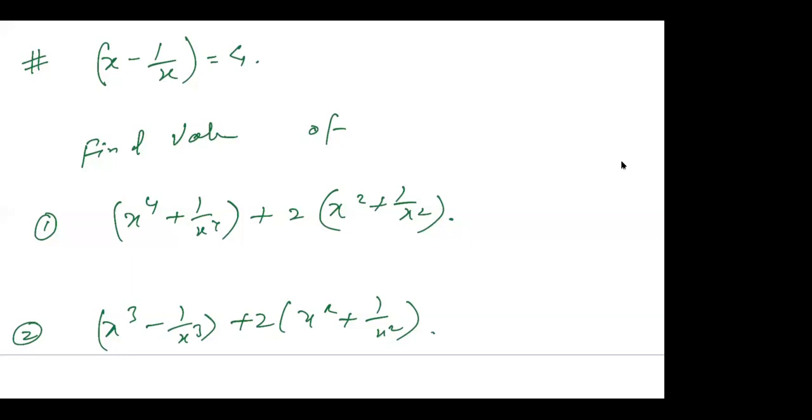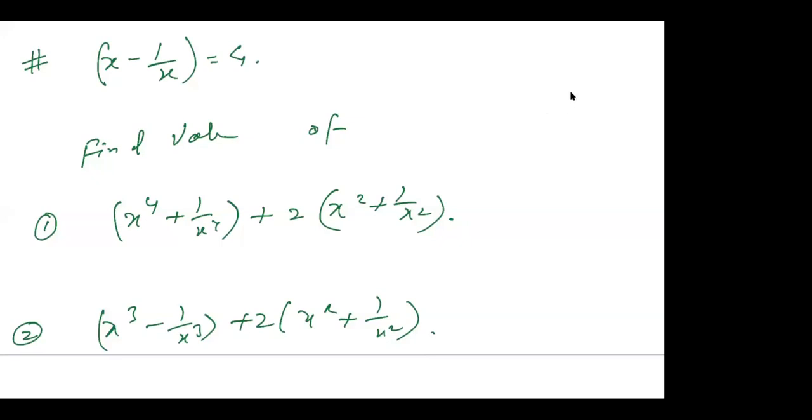So first, x to the power 4 plus 1 by x to the power 4 is 322. 2 into x square plus 1 by x square is 18. 322 plus 36, 358. Right. Yes, Ankit, you want to ask anything? Ankit, you want to ask anything? No, sir.